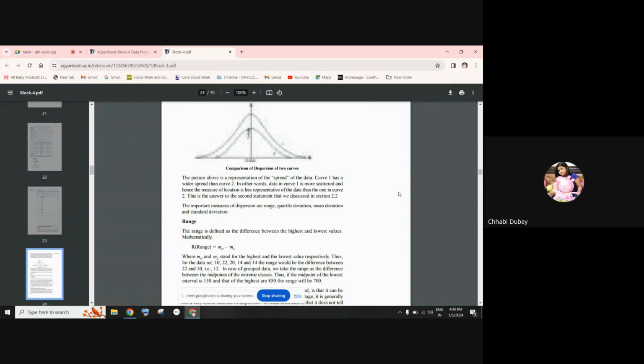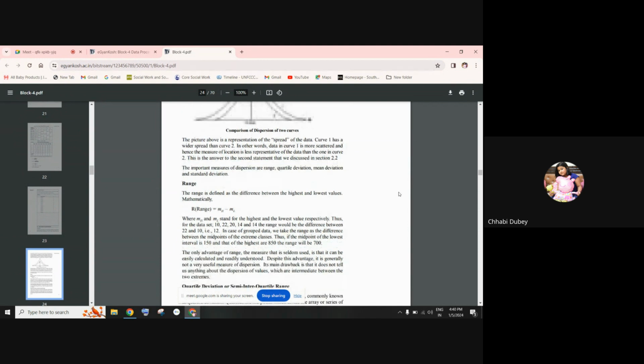Now, important measures of dispersion here are range, quartile deviation, mean deviation, and standard deviation. So, in order to study the heterogeneity and homogeneity, we can study through various measures of dispersion. Various measures of dispersion are range, quartile deviation, mean deviation, and the standard deviation. So, these are the four different measures of dispersion that we generally use when we are trying to understand the heterogeneity and the homogeneity in the data.